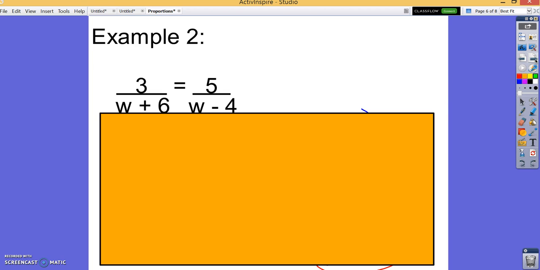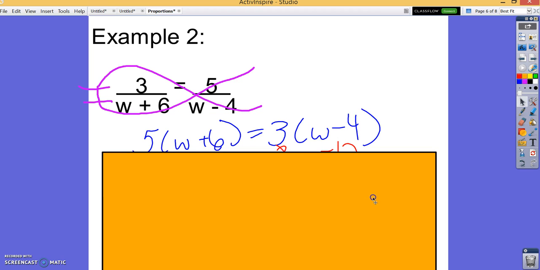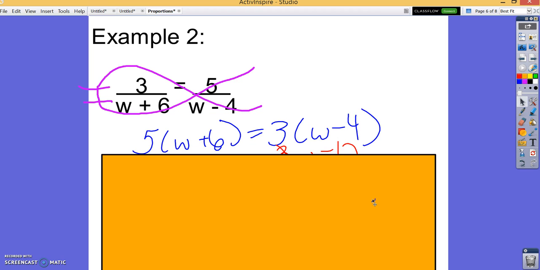Okay, go ahead and try this example by yourself. Press pause in the video and then we'll go through it together. All right, hopefully you used our strategy of the multiplication fish, which is really the proper name, multiplication property of equality. 5 times w plus 6 equals 3 times w minus 4. So we can go ahead and check that out. 5 times the quantity w plus 6 equals 3 times the quantity w minus 4.